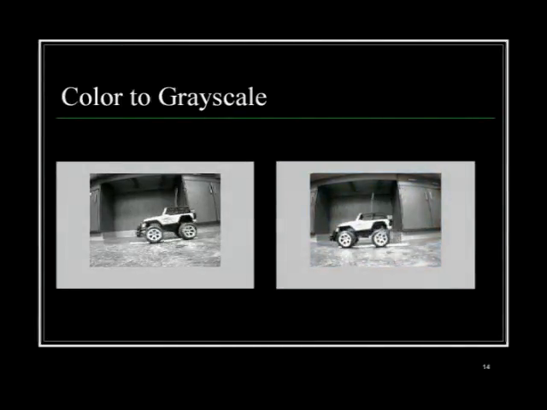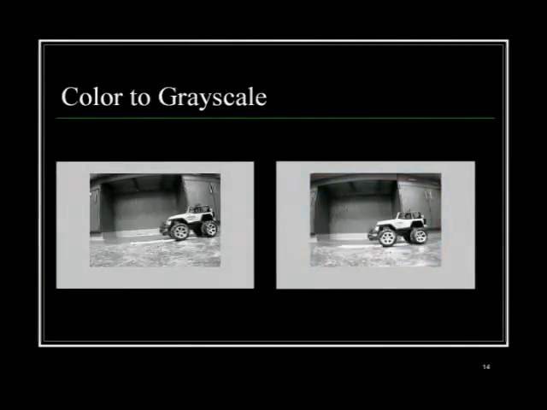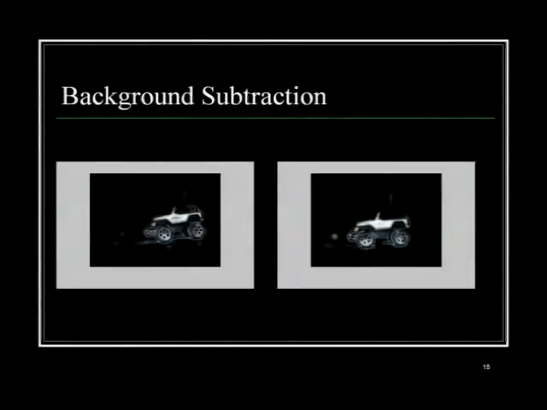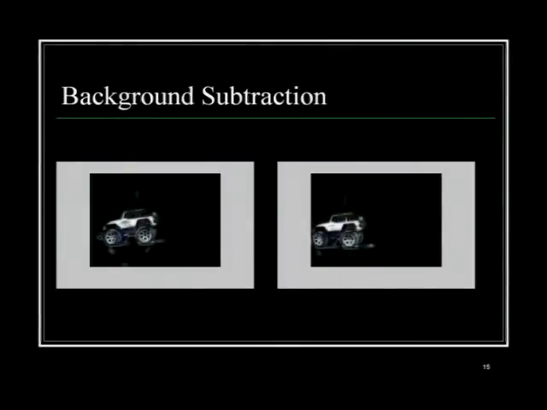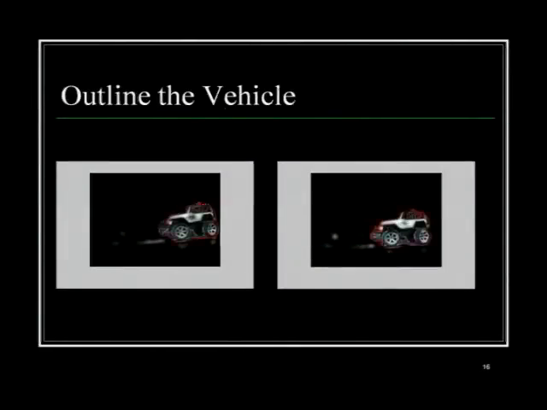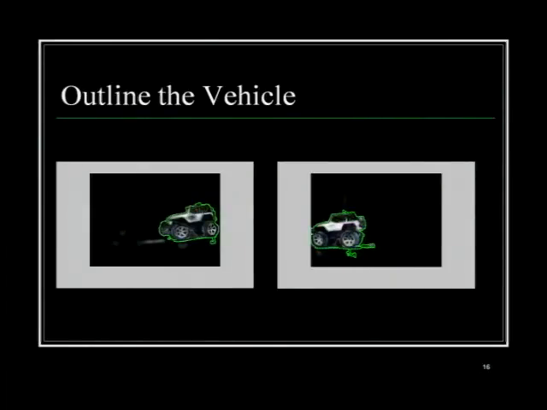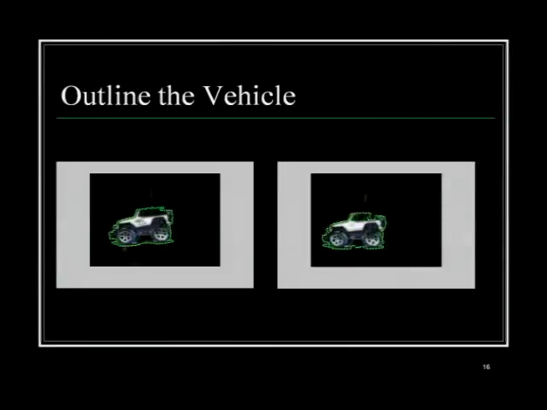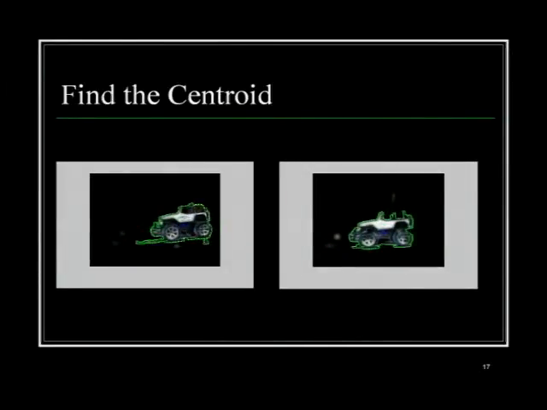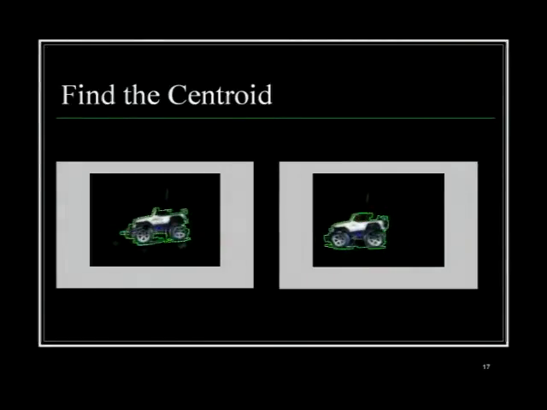We changed it to grayscale. Then after the background subtraction, you can see how all the background gets out. You just have the vehicle. And it outlines it in a nice yellowish green. And then finally, you can see that blue centroid stays constantly marked on both.